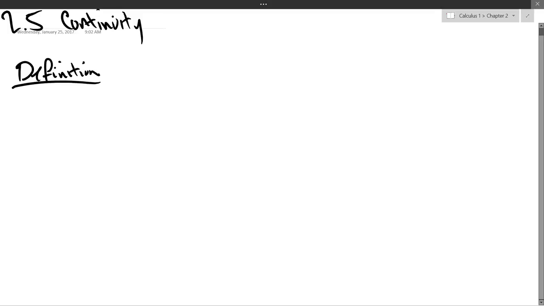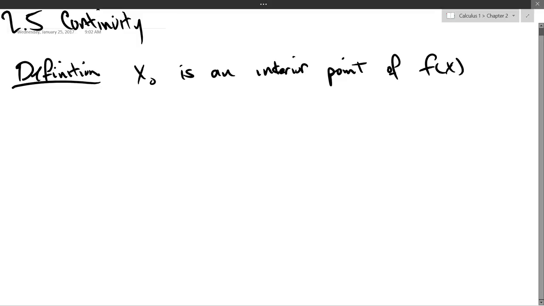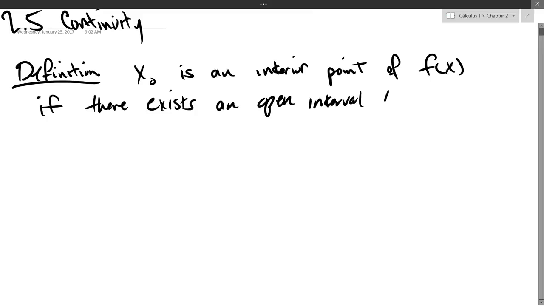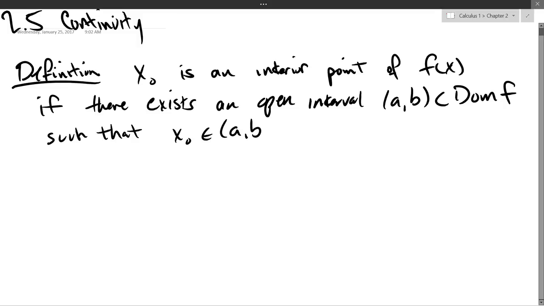So I'll give the math definition first. X naught is an interior point of f of x if there exists an open interval AB that is a subset of the domain of f such that x naught is inside this interval AB. So that's what it means to be an interior point.